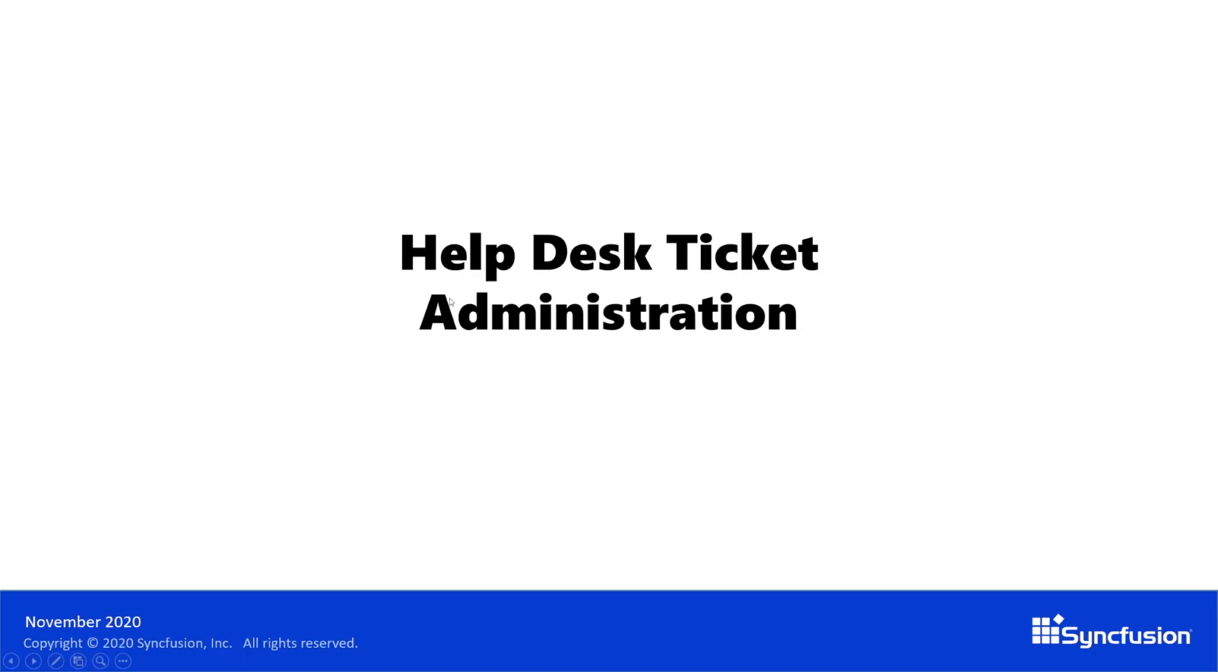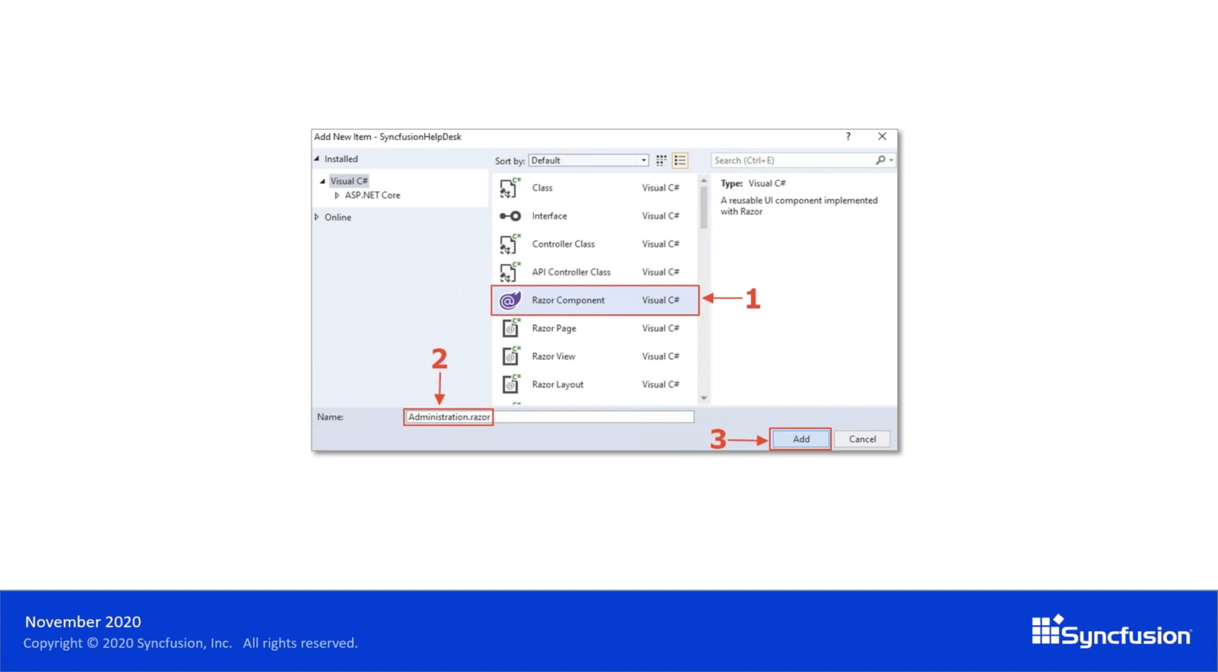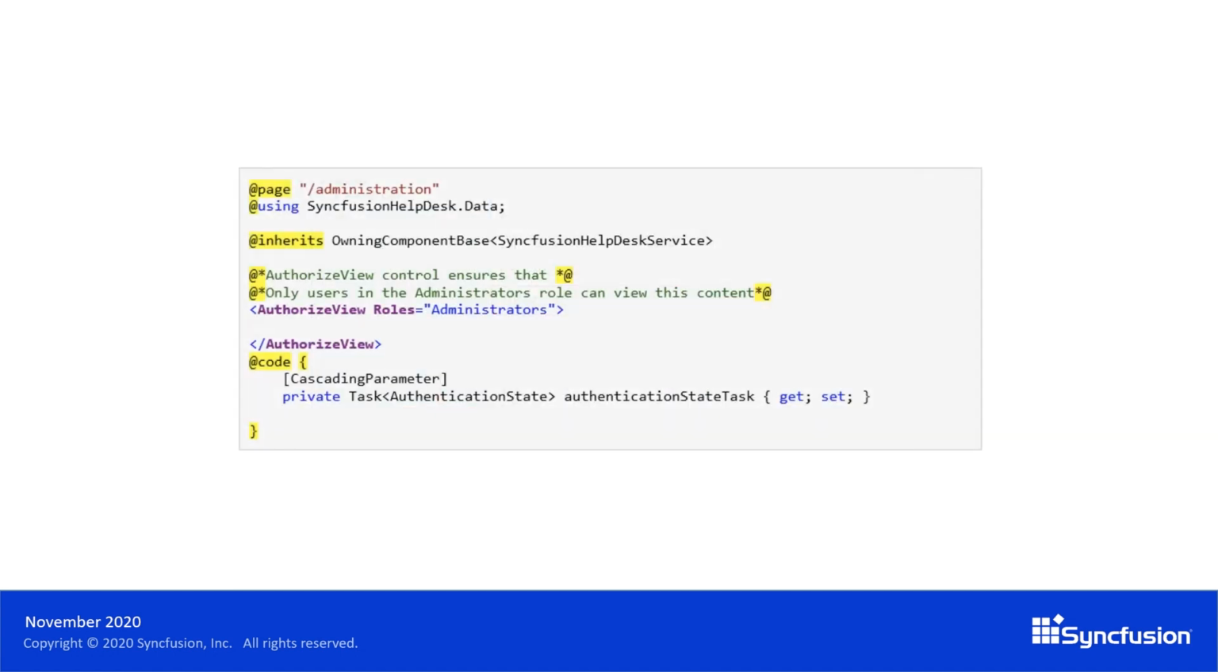From the current slide, there we go. Okay, so let's talk about the help desk administration. This is the part that only the administrator can see. To create that, we right click on the pages folder, say add new item, say Razor component, and call it administration.razor.